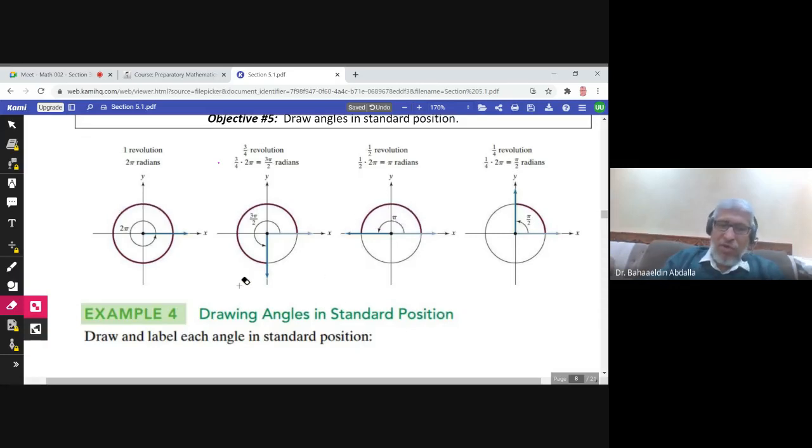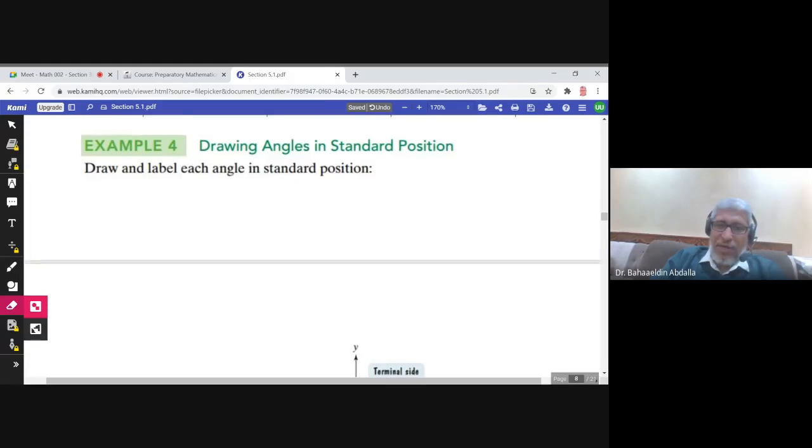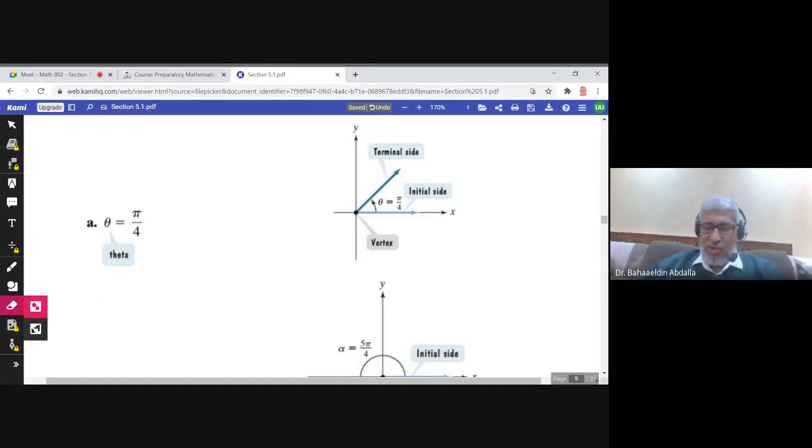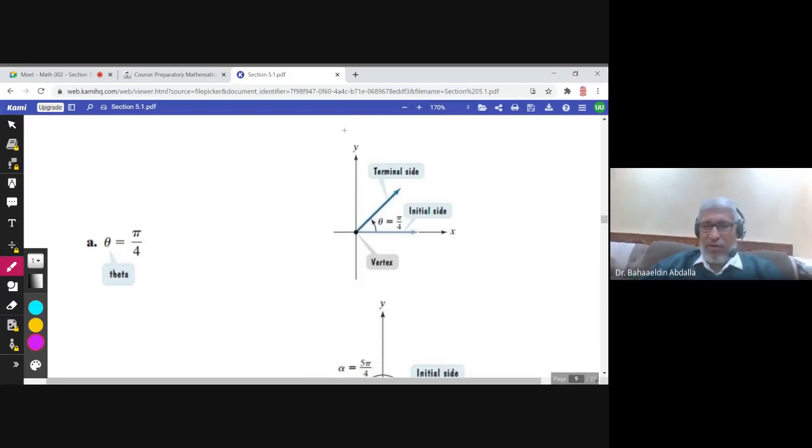Okay, let us draw and label each angle in standard position. This is an example. I will teach you a method to draw angles in standard position, and please pay attention to it. Now we need to draw the angle pi over 4. Theta, this is the angle theta equals pi over 4. We know that the right angle is pi over 2. So from here to here, pi over 2.